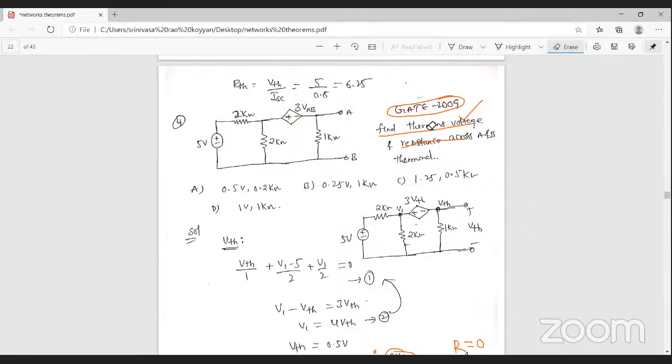Please check the solution. Venkat, do you understand the problem? Problem number 4. Yes, sir.